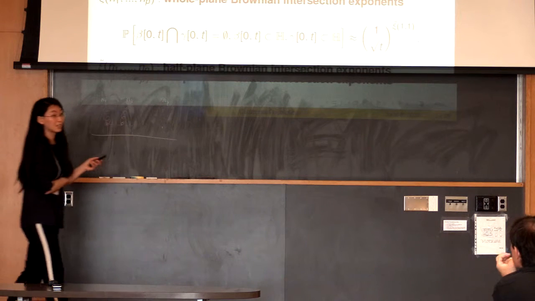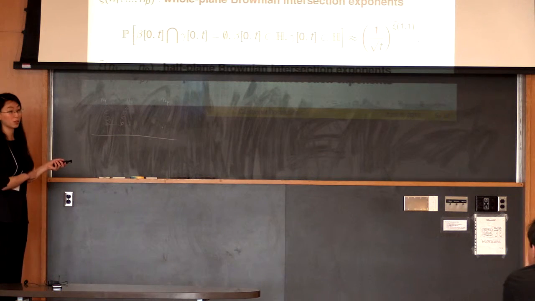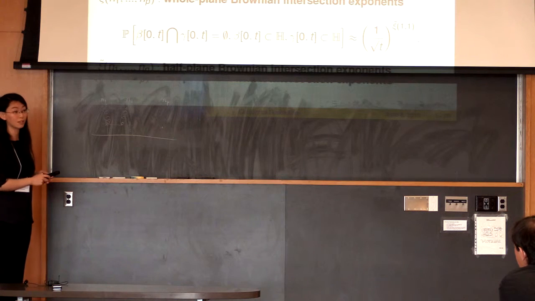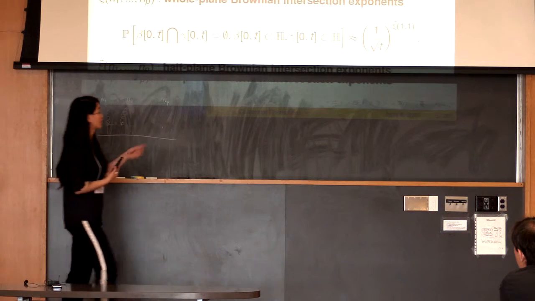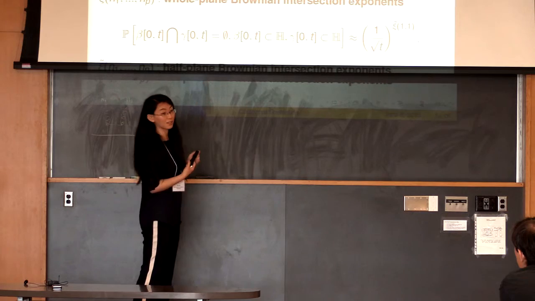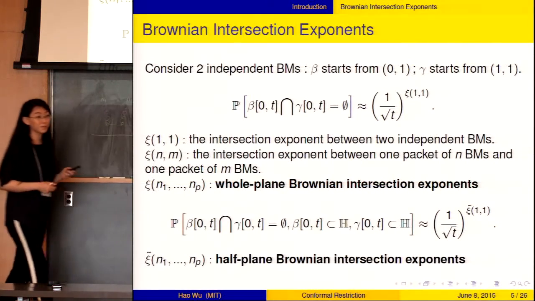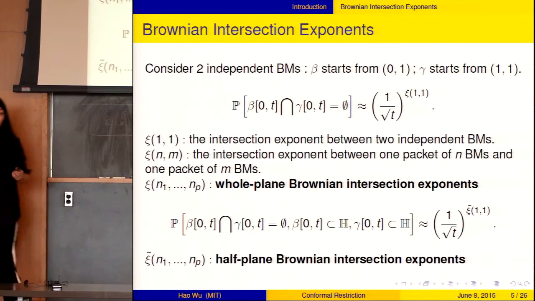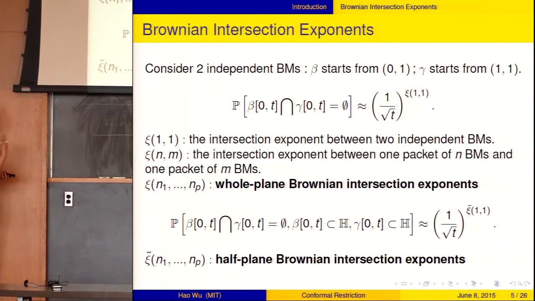Here we can see that because we require our Brownian motions to stay in the upper half plane, of course the second probability will be much smaller than the first one. So this tells us this exponent should be bigger than the previous one. And this exponent is what we call the half-plane intersection exponent. So then the question is, what are these 2 exponents?